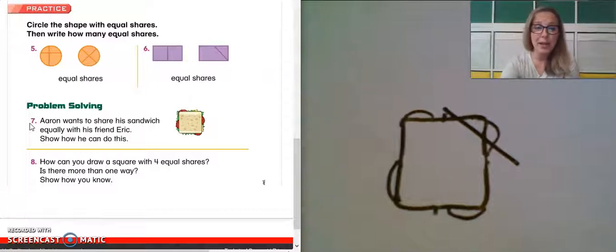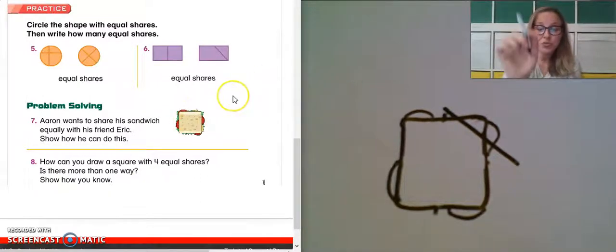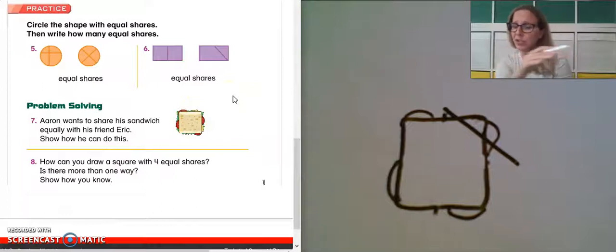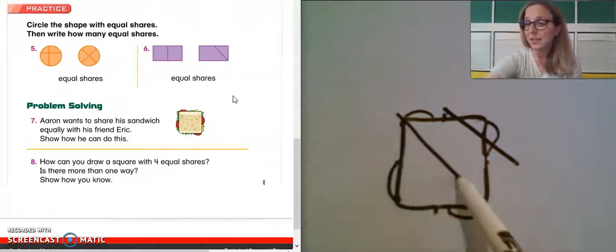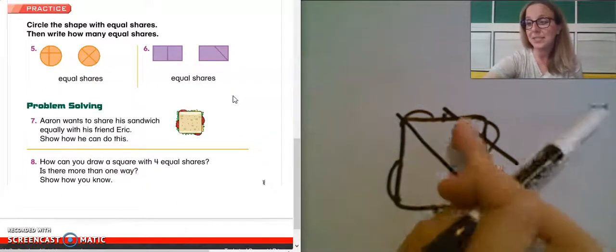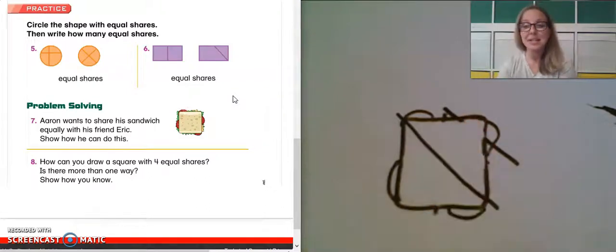So go ahead right now on your sandwich here and draw a line, either straight down, straight across, or you could go on a diagonal. Just make sure that your pieces are the same size and shape. Okay?